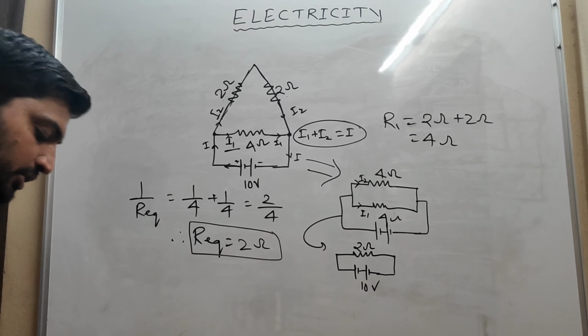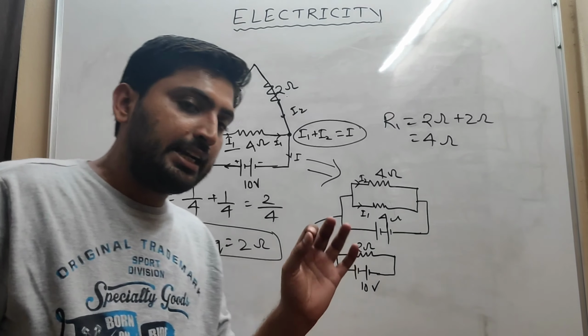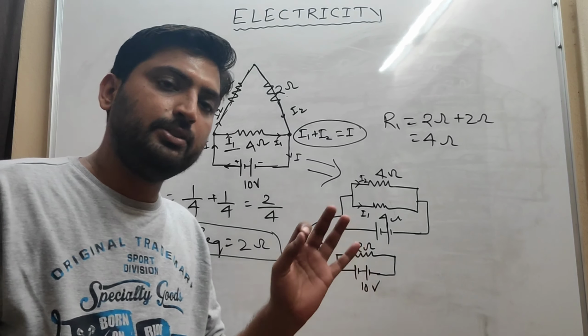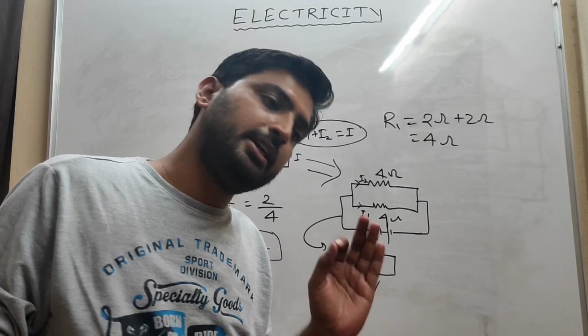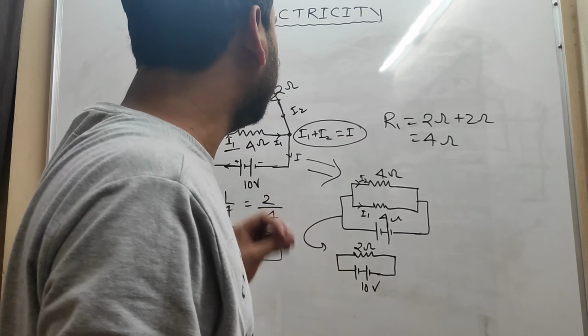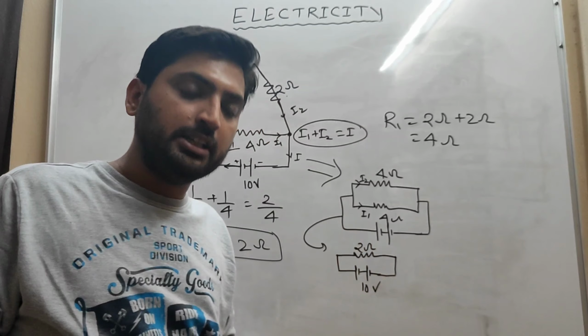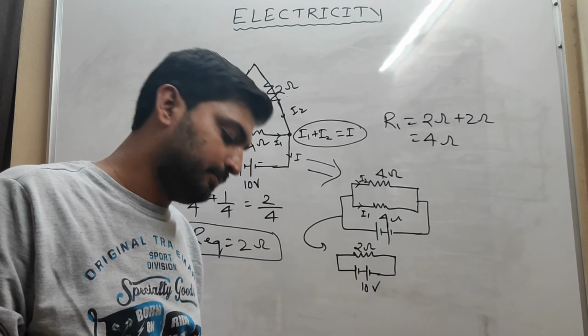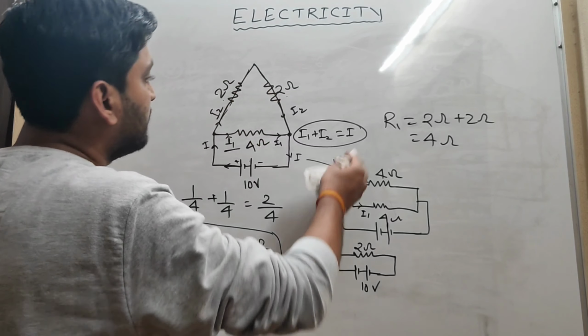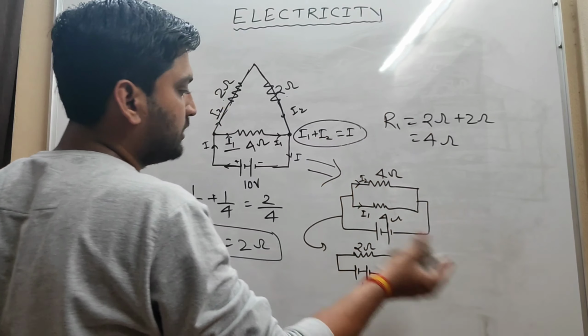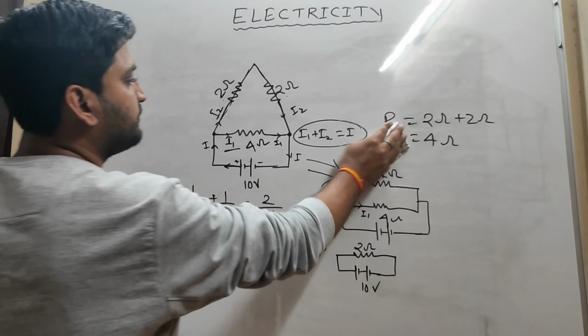So what you need to do is trace the path of current. If you are able to trace the path of current, it will be very easy to identify whether the resistances are connected in series or in parallel. So let us solve the next question. Take a screenshot or copy it.